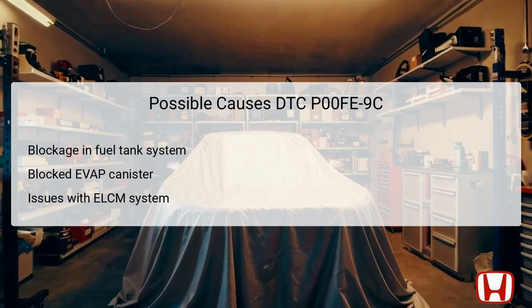Several factors could lead to the activation of DTC P00FE-9C. First, a blockage in the fuel tank system is a primary cause. A blockage here reduces the airflow required for proper EVAP function. Next, the EVAP canister may also be blocked, preventing it from effectively capturing fuel vapors. Another possible culprit is the ELCM, or Evaporative Leak Control Module system, which could experience issues leading to improper functioning or blockages. Identifying the exact cause is critical for resolution.